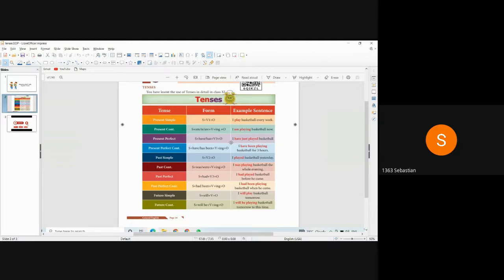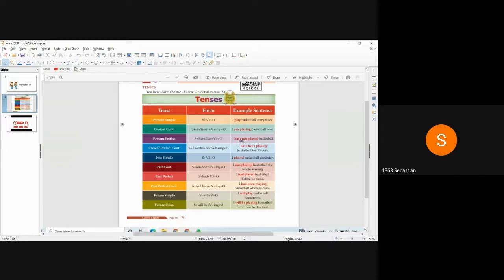So subject I, first person. With the first person we use the auxiliary verb or helping verb have. For first person plural we use have: we have just played basketball. For second person singular we use the auxiliary verb have: you have just played basketball. Second person plural: you have played basketball.